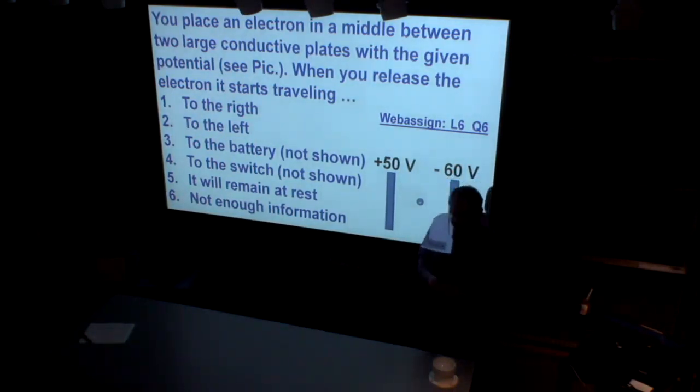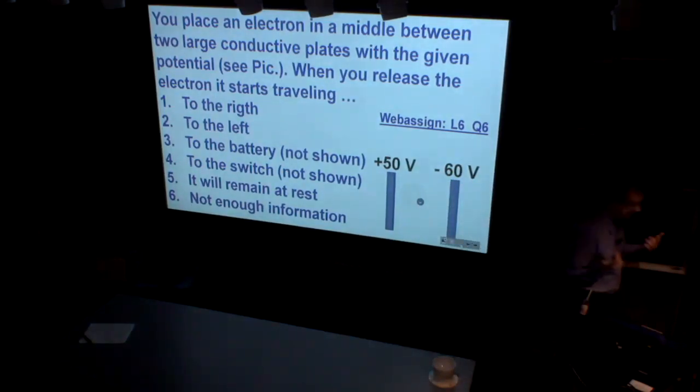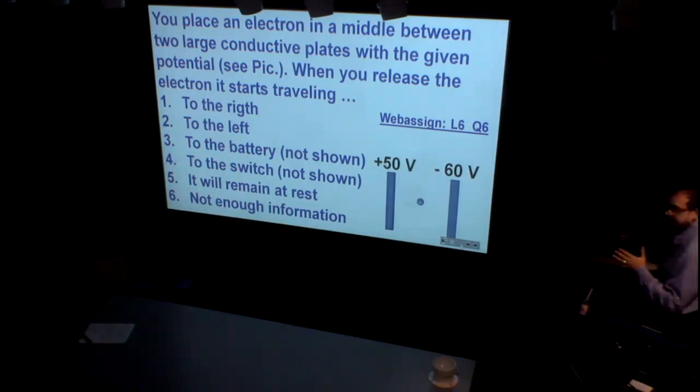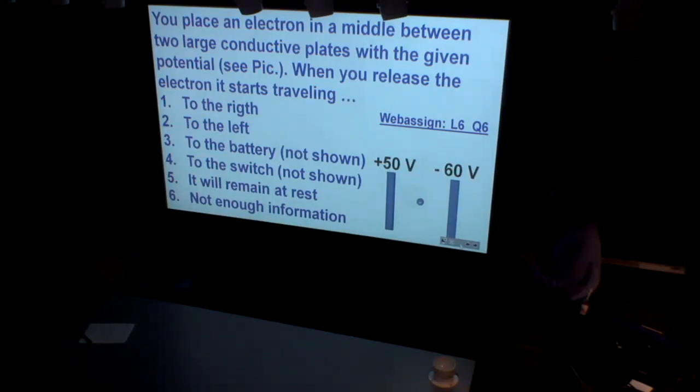If you place a charge in electric field and let it go, how will it move? Well, if we place an electron in the electric field generated by two plates, like these, and you let it go from rest, how would it move? Up or down, left or right?